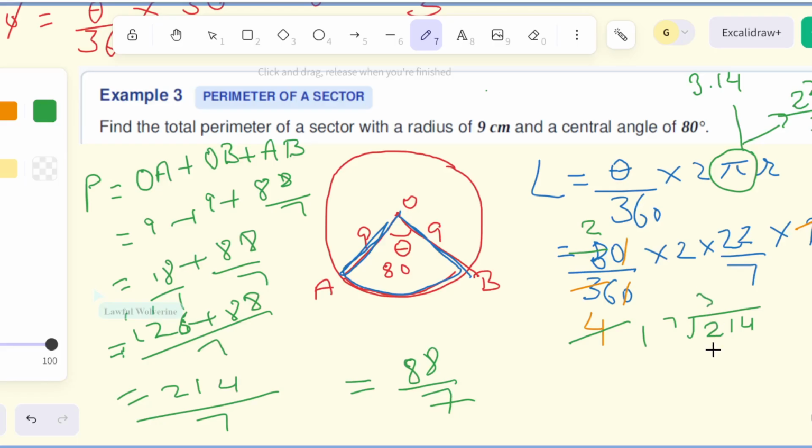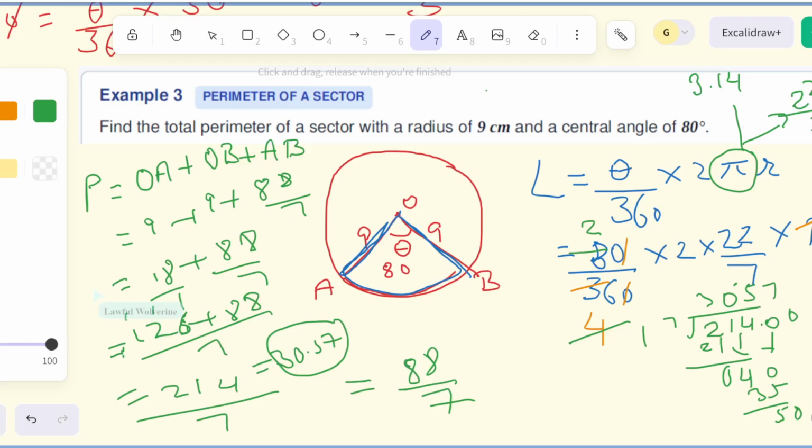So 7 times 3 is 21. Then you'll have 4, which is smaller. Bring a 0 down, put a 0 here, right? And 7 times 5 is 35. Get a 5, like a 0. I think this will continue. So 30.57 is our answer, equal to 30.57. That will be the perimeter of this whole sector.